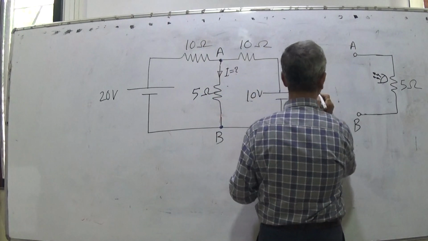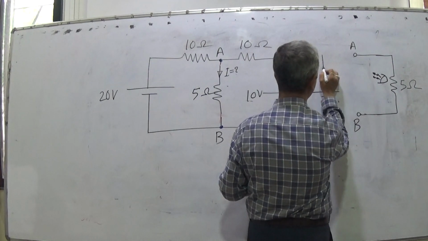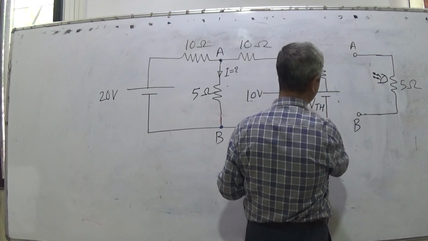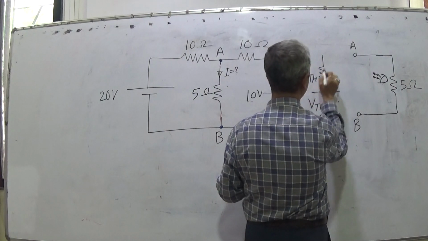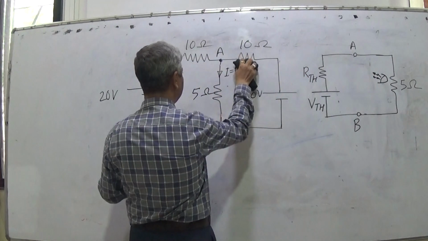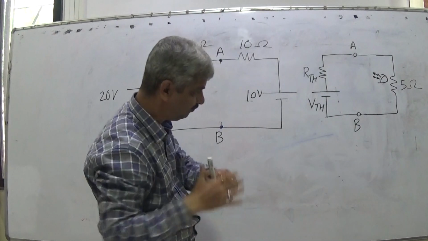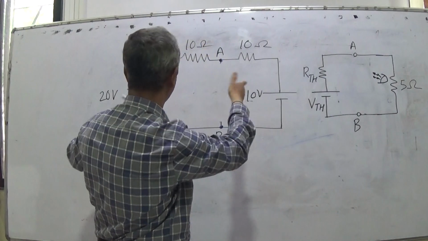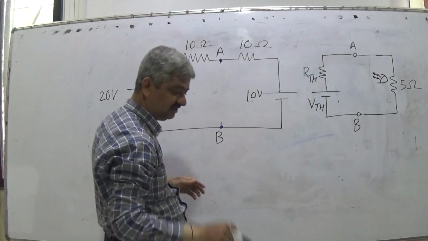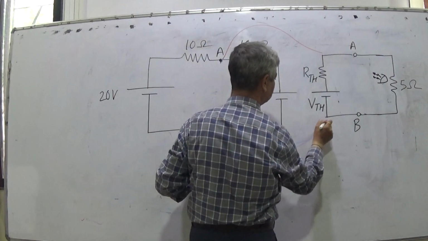So I further give a hint that the equivalent circuit which Thevenin feels consists of Thevenin's voltage and Thevenin's resistor. So when I disconnect this, take this away, from this I look at the remaining circuit. So these two voltage sources and these two resistances, this entire circuit, is equivalent to this circuit.